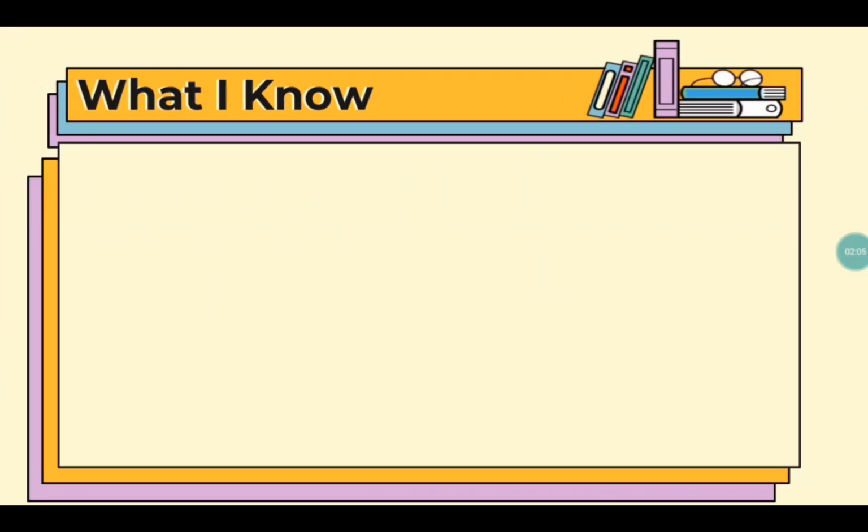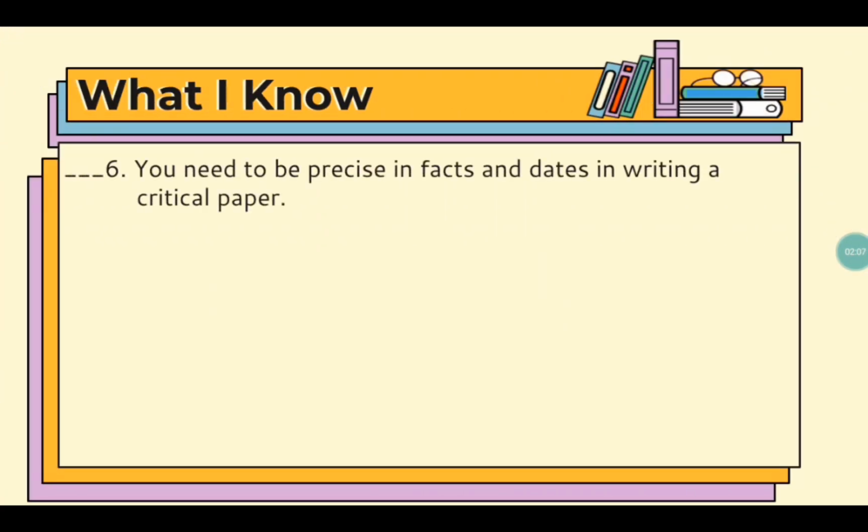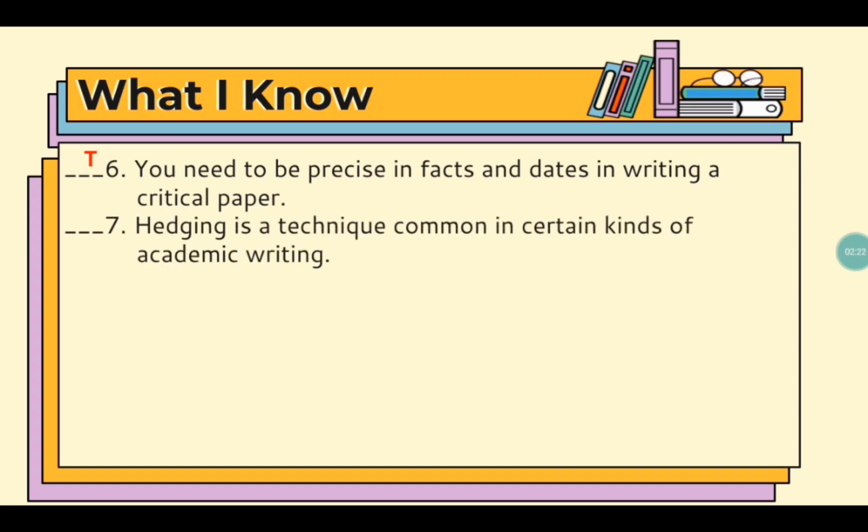Let's have number 6. You need to be precise in text and dates in writing a critical paper. You're probably correct. That is true. Number 7. Hedging is a technique common in certain kinds of academic writing. The answer is true.